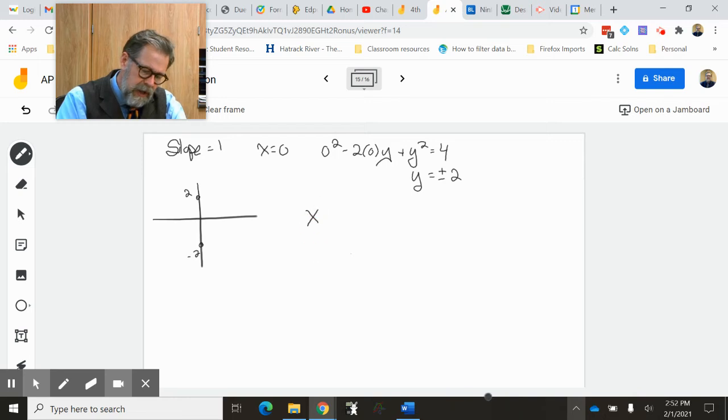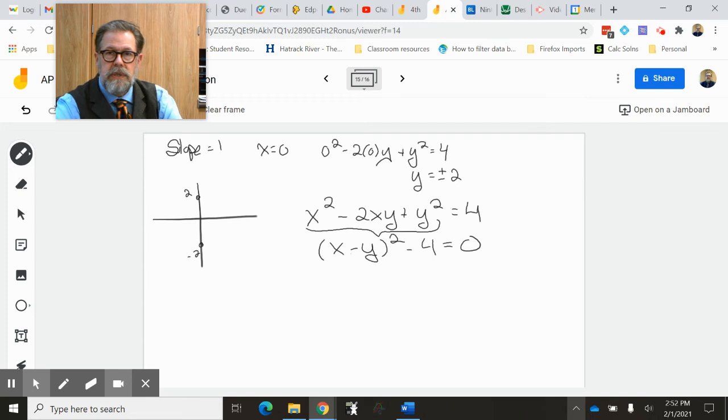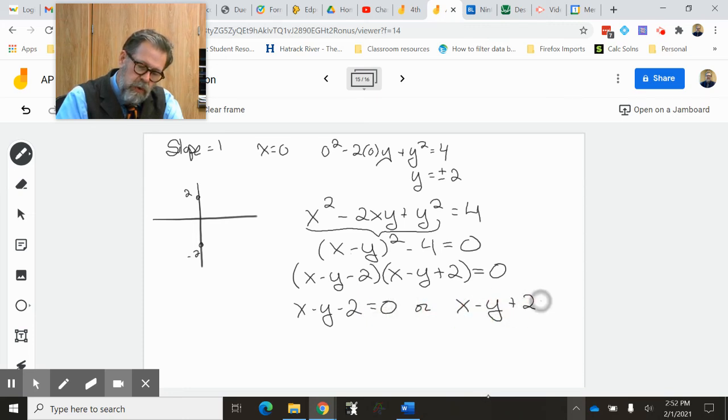So let's go back and look at x squared minus 2xy plus y squared equals 4. And I'm going to recognize right now, because I can, that this is (x minus y) squared. And I'm going to subtract the 4 from both sides, and I'm going to get that. But this is a difference of squares, which means that I can now factor this as (x minus y minus 2) times (x minus y plus 2) is equal to 0. x minus y minus 2 is equal to 0, or x minus y plus 2 is equal to 0. And a little simple manipulation gives me y equals x minus 2, or y equals x plus 2.